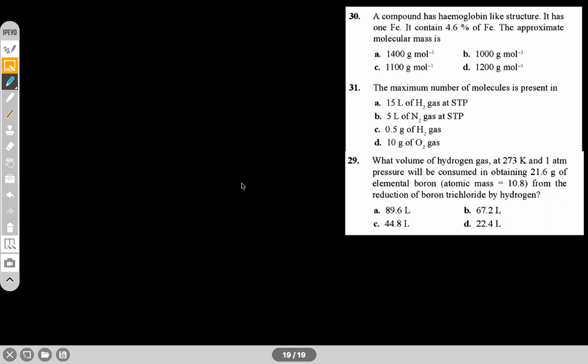You know what is the atomic mass of Fe? The atomic mass of Fe is 56. Okay. The closest value you have to find out. You won't get the exact answer, but you have to choose the closest option.